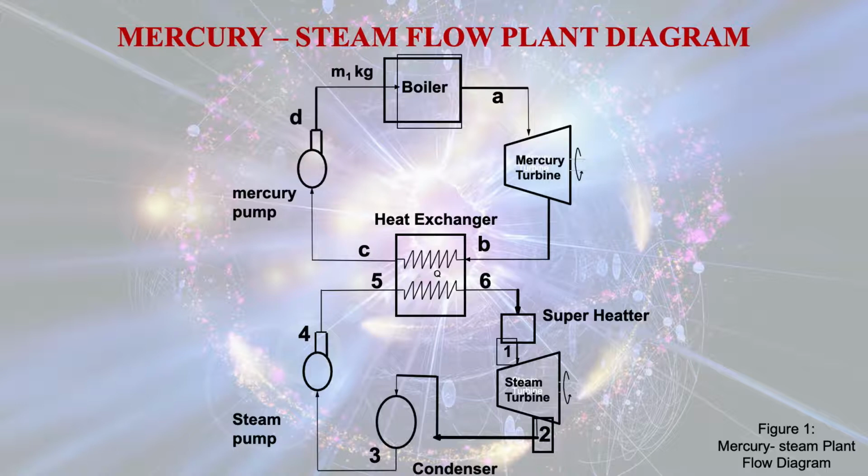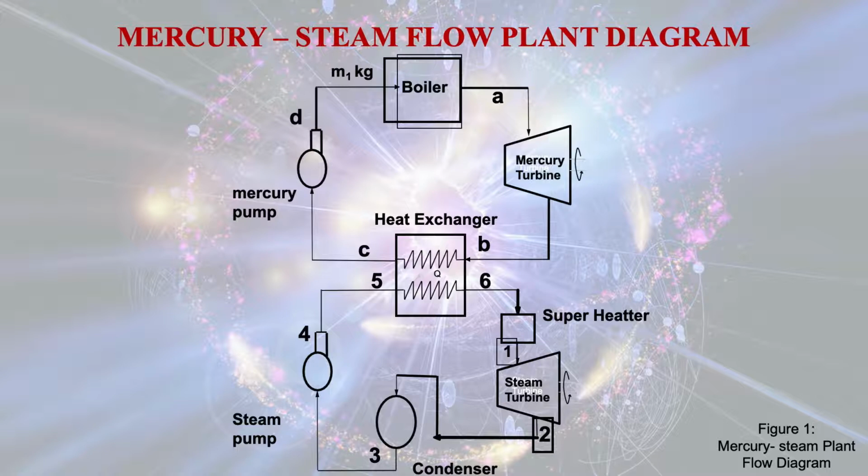Now for the bottom cycle, it is a steam cycle. See, at state 5, the liquid water is entering the heat exchanger and it receives heat from the mercury, and after receiving the latent heat, again it is passing through the superheater where the steam will be at a superheated state.